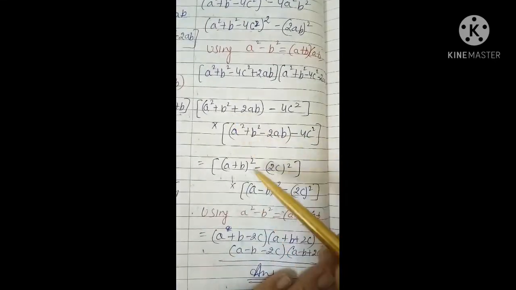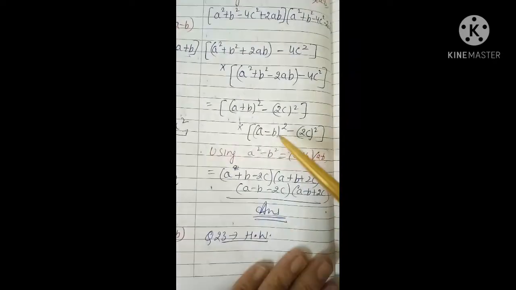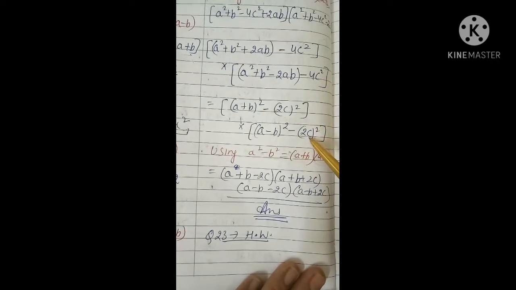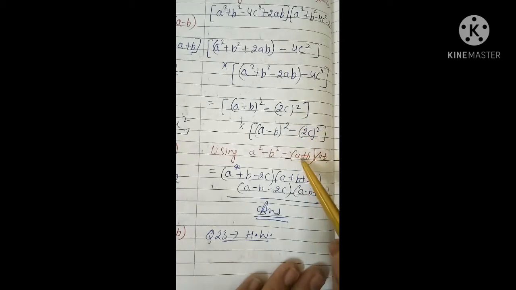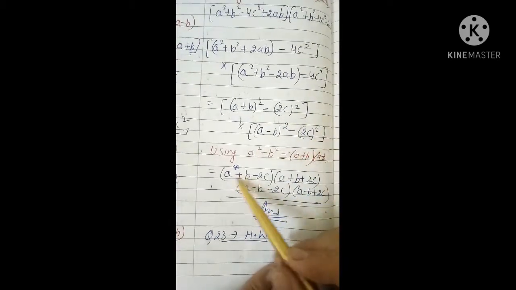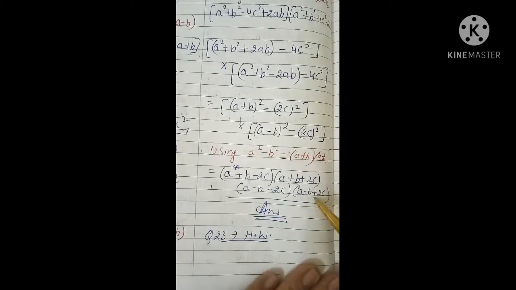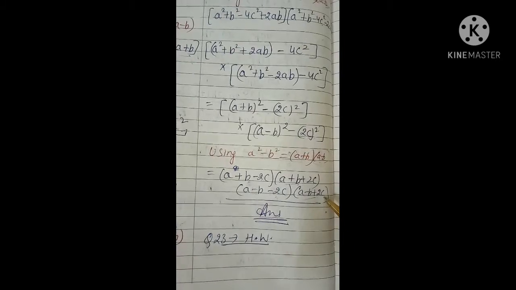Then this is a plus b whole square and this is we can write 2c whole square. And then this one is a minus b whole square and this is minus 2c whole square. Then again we can apply a square minus b square, that is a plus b, a minus b. A minus b, a plus b, again a minus b, a plus b. Then 23rd is similar, that you can try yourself.